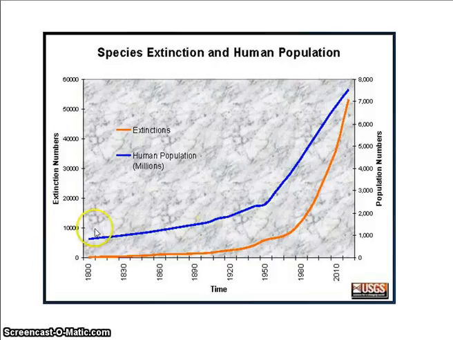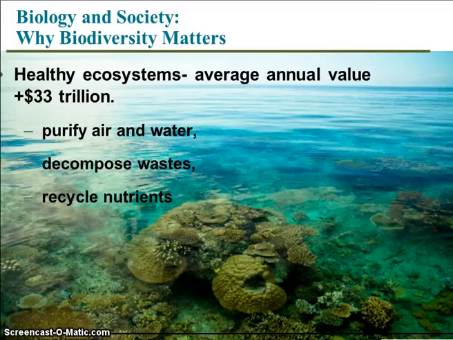So you can see the human population in blue and the number of extinctions are highly correlated. They match up quite well. We discussed previously how important trees are to ecosystems, and that's part of biodiversity. So healthy ecosystems are very important.